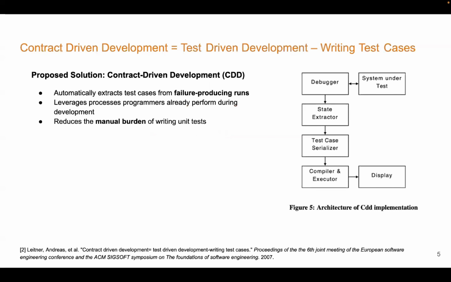Now, to briefly move on to a related work section and background, I performed three brief literature reviews. The first review was on contract-driven development via CCD or CDD. This research reduced the burden of writing unit tests, leveraging processes programmers already utilized during the development stages. Ultimately, they were able to automate the extraction of test cases from failure-producing runs. Please refer to the architecture on the right side of the screen for more reference.